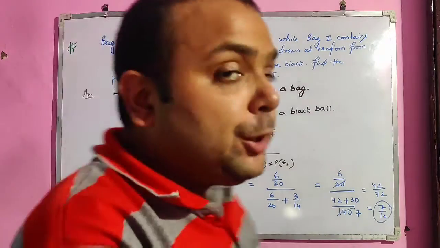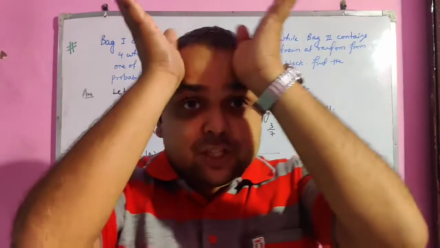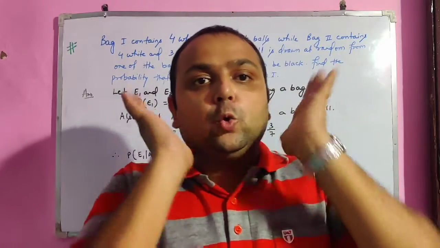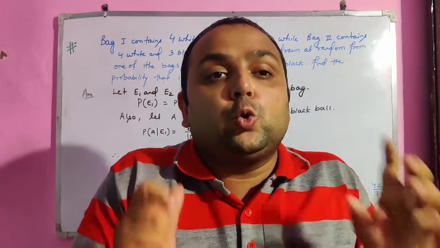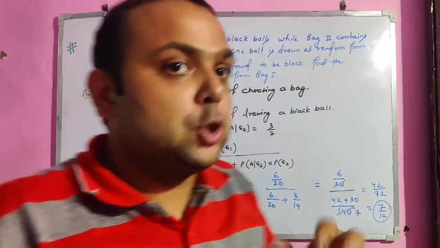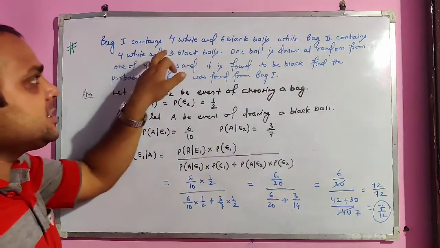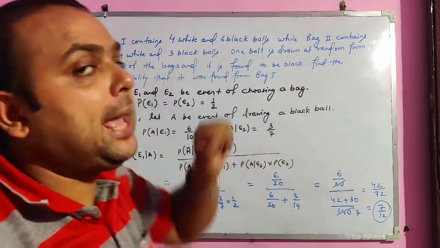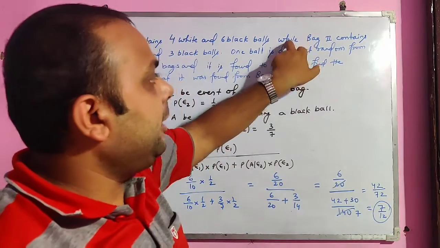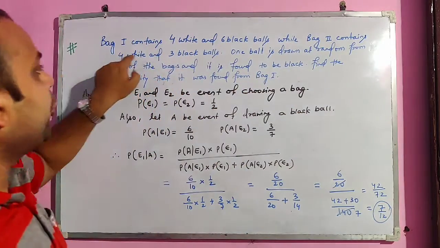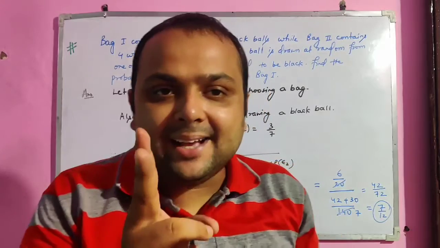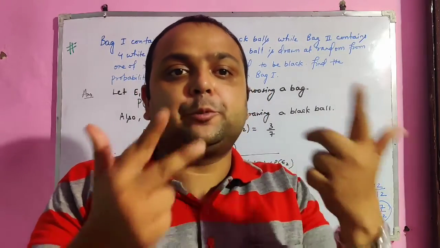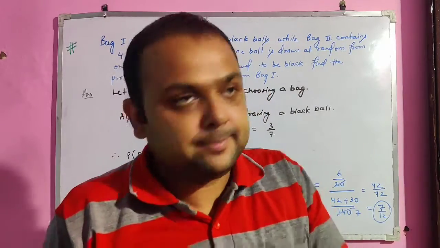I am going to tell you one question based on Bayes theorem. The question is full of some conditions, so we have to read the question very carefully. So let's start. Bag 1 contains 4 white and 6 black balls, while bag 2 contains 4 white and 3 black balls. So in total there are 2 bags, each containing 2 types of balls, black and white.